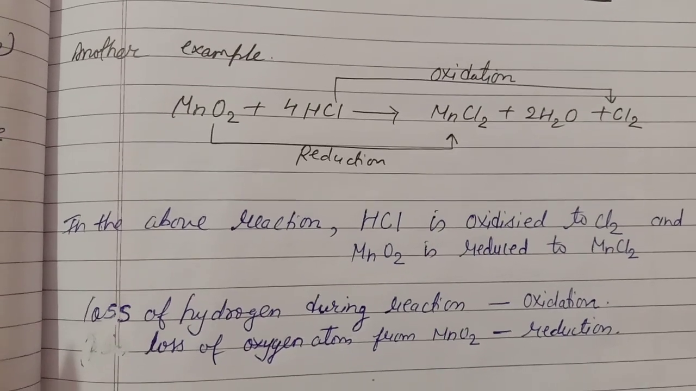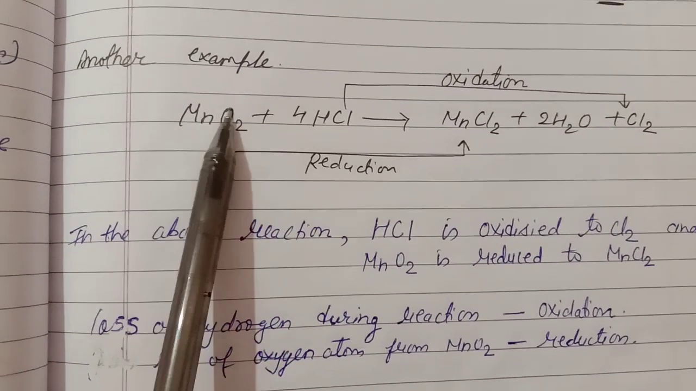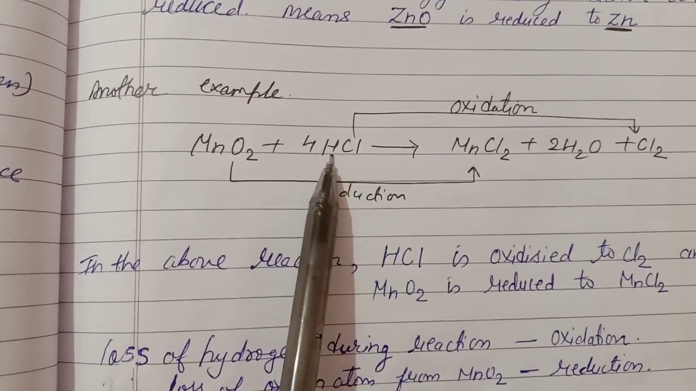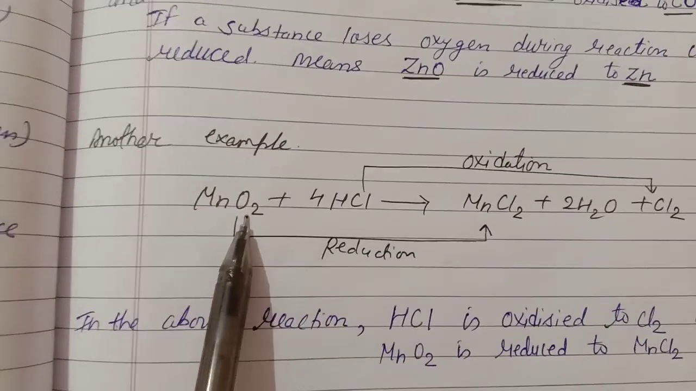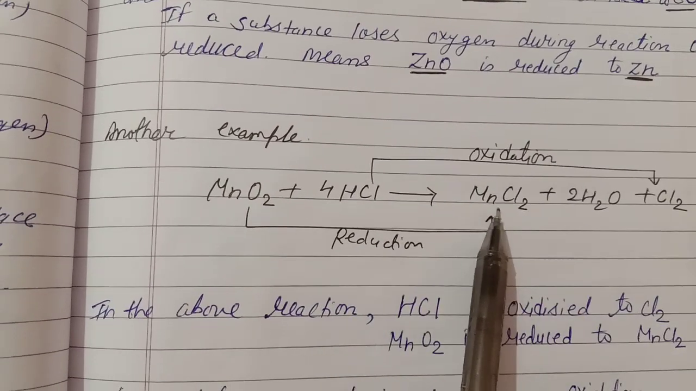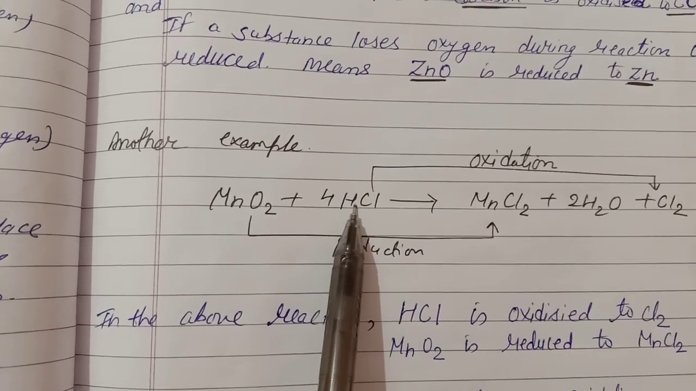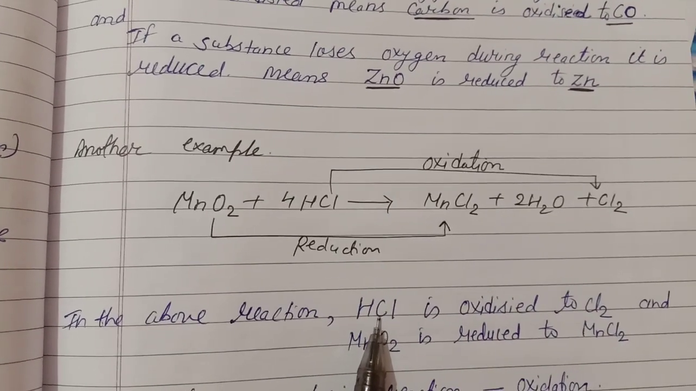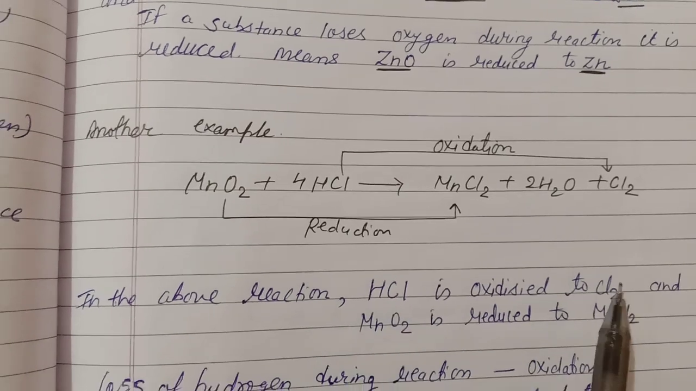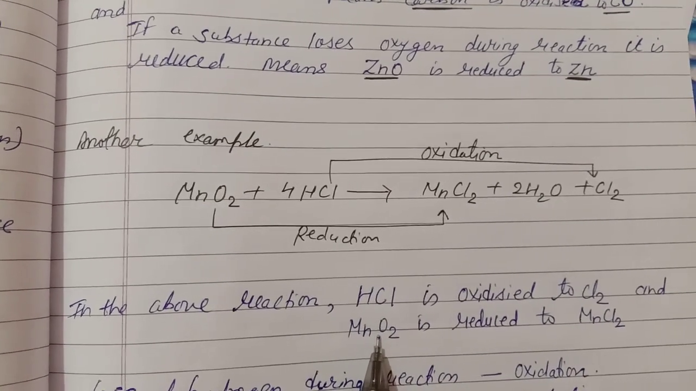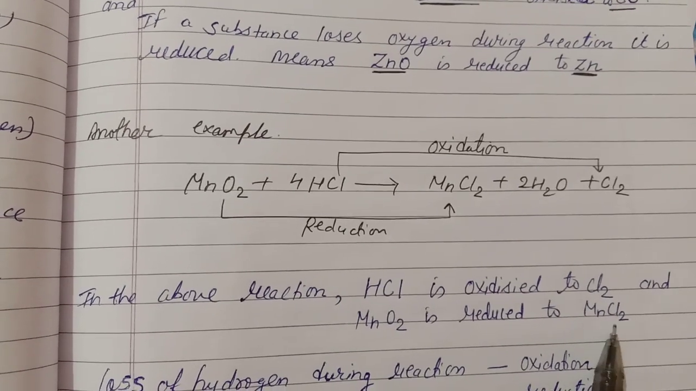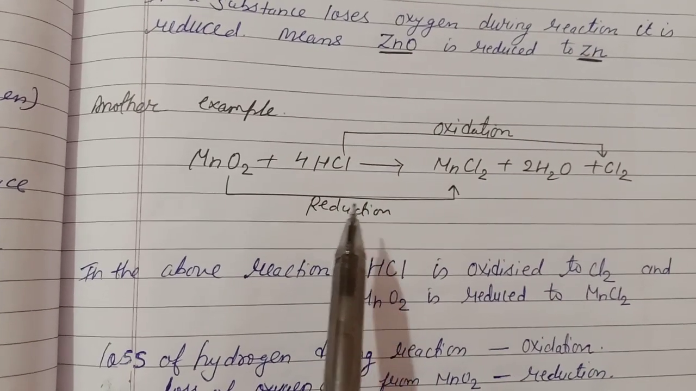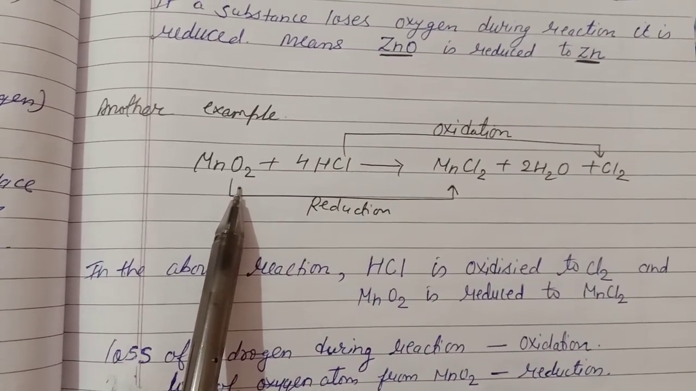This is another example given in your NCERT book, page number 12. Here is the example showing that manganese dioxide reacts with hydrogen chloride. Here MnO2 is reduced into manganese chloride and this hydrogen chloride is oxidized into chlorine. Means जो HCl है उसका oxidation होता है जिसके कारण वो chlorine में convert हो जाता है और जो MnO2 है वो reduce होकर manganese chloride में convert हो जाता है. So oxidation and reduction both take place in the same reaction. It is an example of redox reaction.